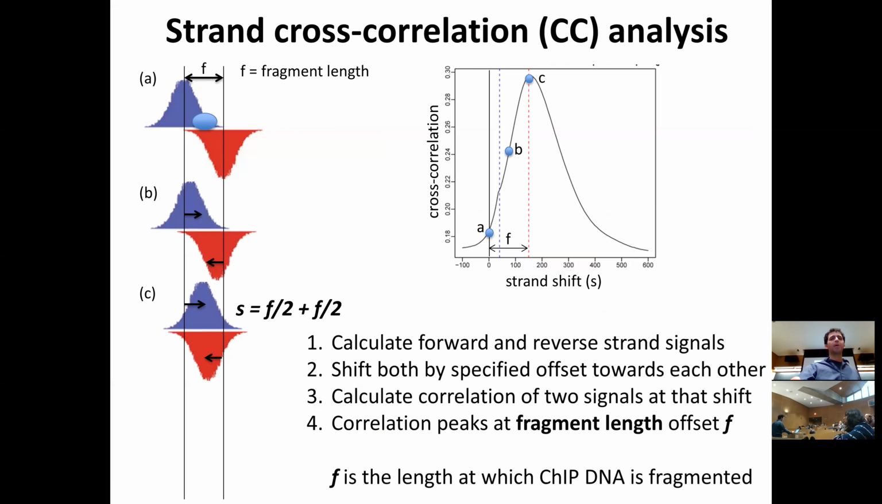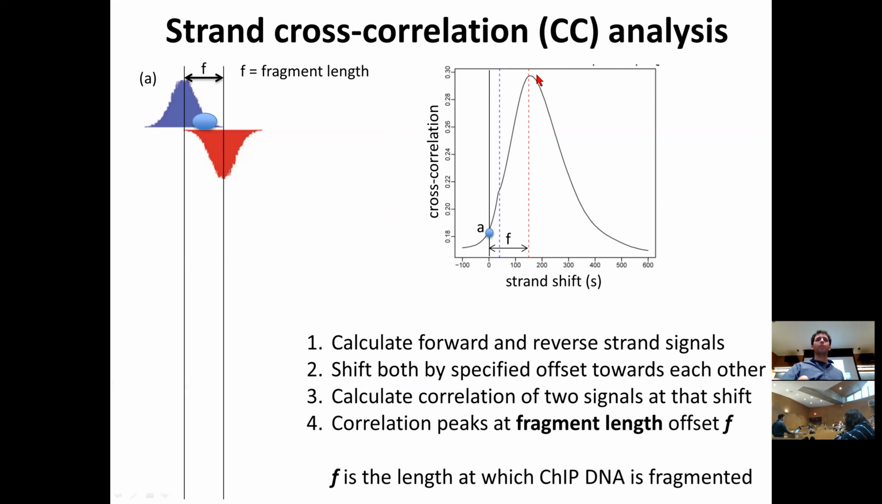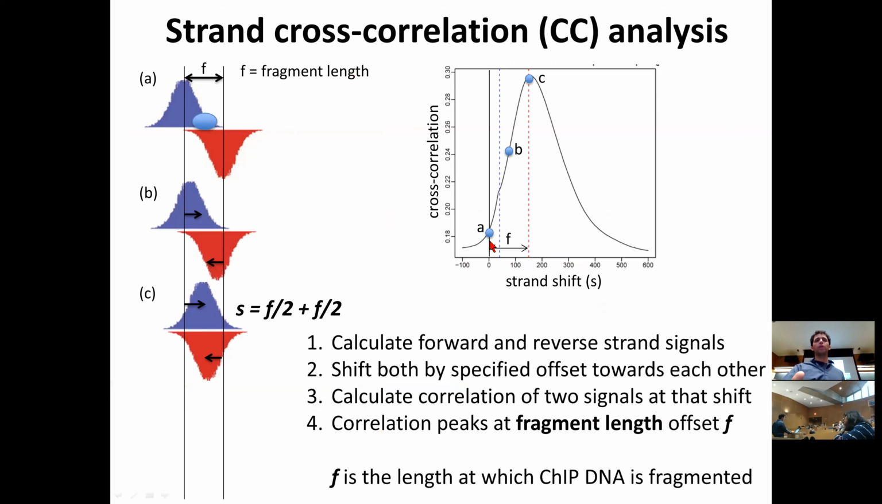And as I shift the reads past each other, at exactly halfway between these two fragment ends, I will get a maximal correlation. So at offset A, I get a little correlation. At offset B, I get more correlation. At offset C, I get maximal correlation. At offset D, I get low correlation. Okay? And the shape of this cross-correlation analysis, again, tells you a lot about the quality of your experiment.